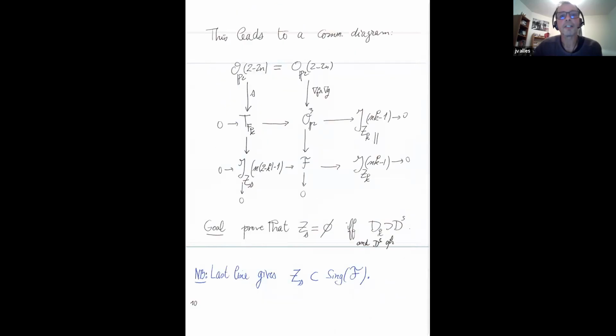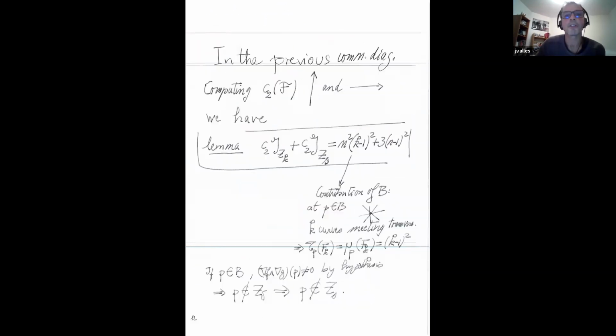Observe that in this commutative diagram, F appears in a vertical exact sequence, but also in a horizontal exact sequence. And so we can compute the C2 of F in 2 different ways and remove the C2 of F, and we obtain some relation between the length of zeta k, the length of zeta s, and some number coming from the computation of C2 of F. And this number can be interpreted easily in some sense with our hypothesis.